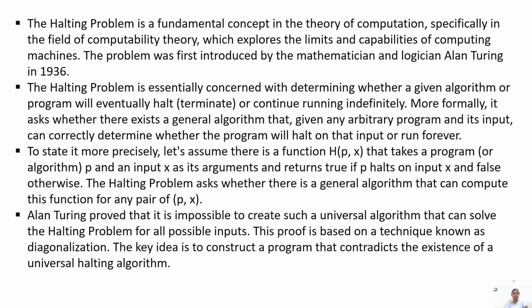Alan Turing proved that it is impossible to create such a universal algorithm that can solve the halting problem for all possible inputs. This proof is based on a technique known as diagonalization. The key idea is to construct a program that contradicts the existence of a universal halting algorithm.